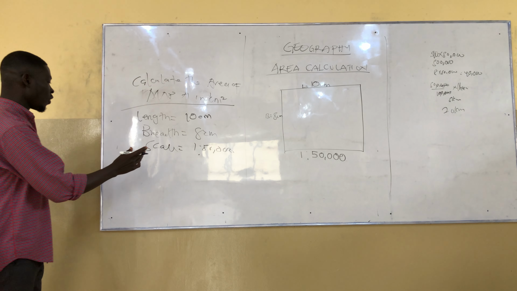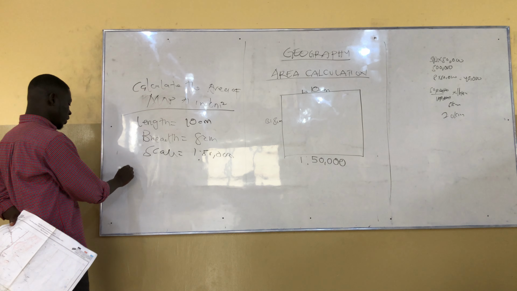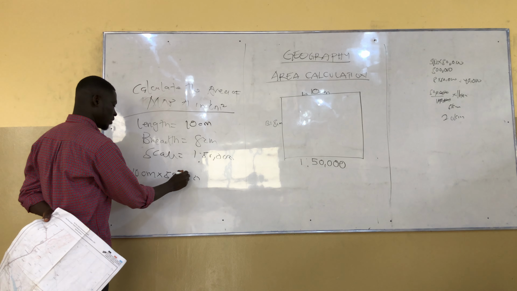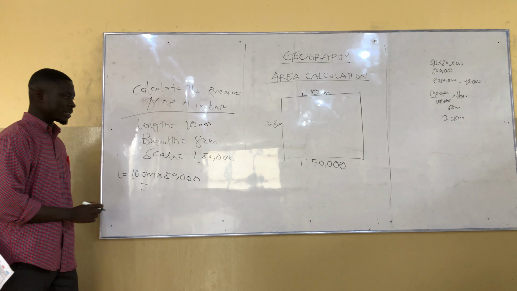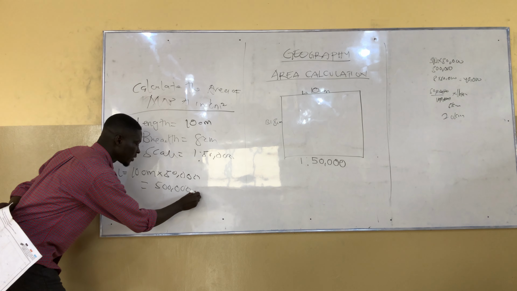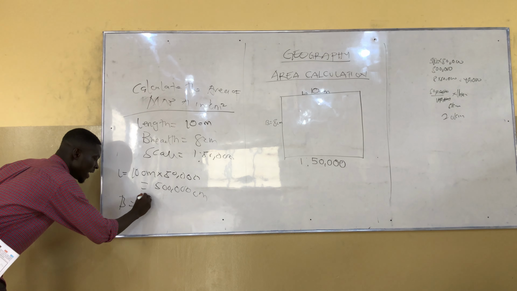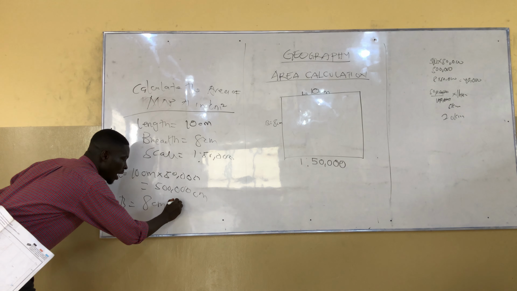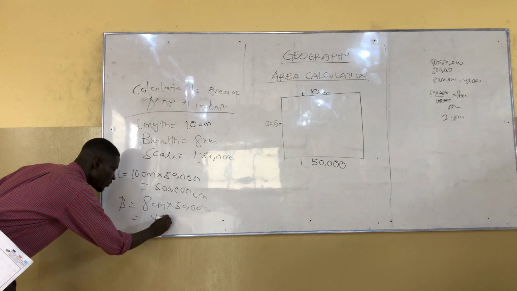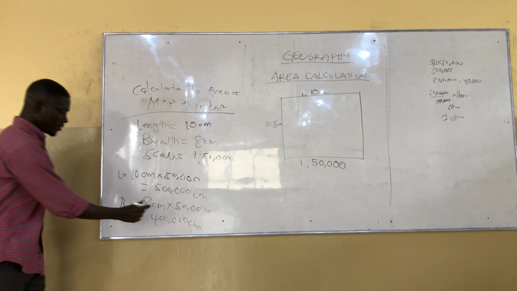So how are you going to do this? First of all, you take the length, that's L, which is equal to 10 centimeters multiplied by 50,000. The answer will give us 500,000 centimeters. Then the breadth is going to be 8 centimeters multiplied by 50,000, which will give us 400,000 cm. When you have this, still they are in cm.